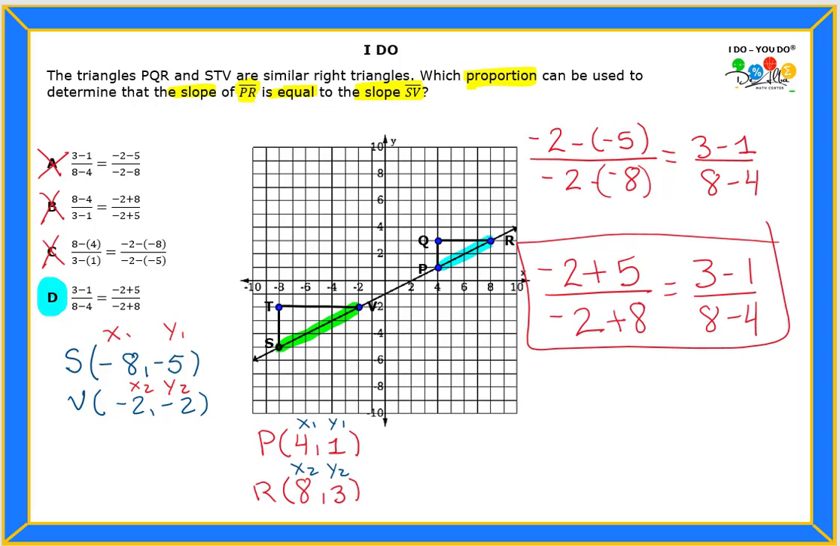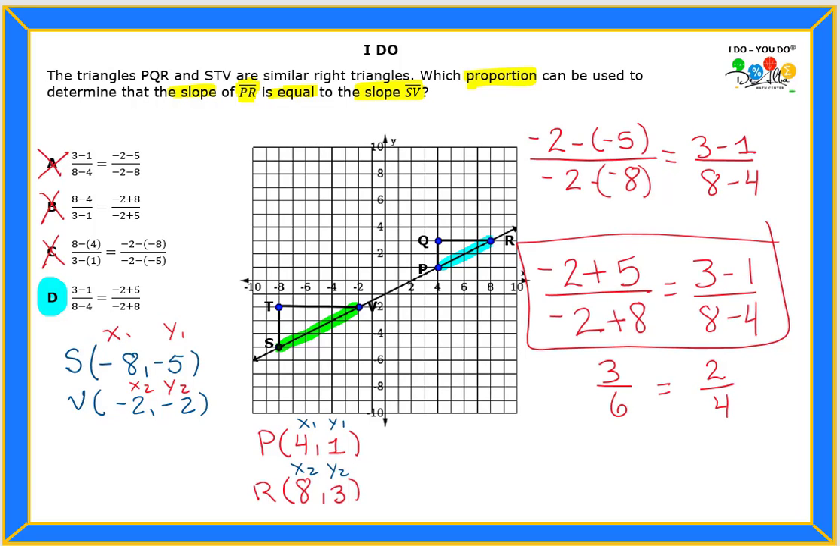And I know what you're thinking, Miss, but that doesn't prove that they're equal. I know you're supposed to do this in other steps later on, but let's do it. Let's subtract. What's -2 plus 5? Well, that's a 3. -2 plus an 8 is a positive 6. And on the other side, 3 minus 1 is 2, and 8 minus 4 is 4.